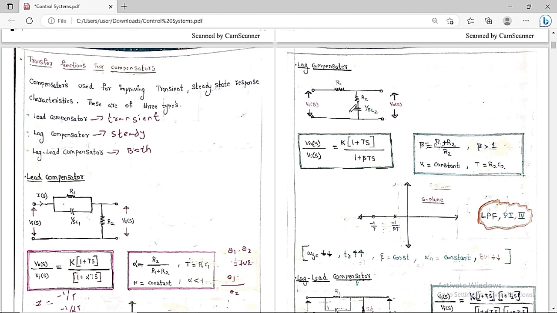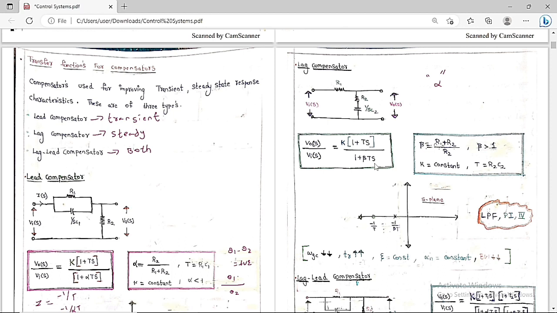So if we try to figure out V_o of S by V_i of S with the help of the voltage divider principle, we are going to get V_o of S by V_i of S equal to K into (1 plus Ts) by (1 plus beta Ts). Basically, you can use either beta or alpha. The concept is the same. But I will try to always use alpha only because otherwise it may confuse you, sometimes using alpha, sometimes beta.